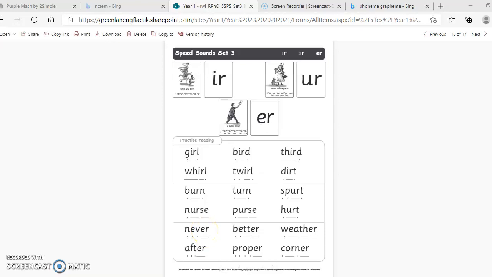Then your next job is going to be to write some sentences with these words. So how we did in our phonics yesterday, we chose some words and we put them into a sentence, didn't we? So I want you to have a go and do as many sentences as you can using the words that are written down there.